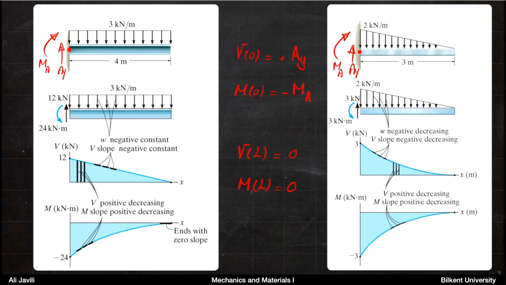And it should also end at 0 at the end, because you have no concentrated moment applied at the end of the beam. So basically you start from minus 24, you draw a quadratic function which ends at 0 at the length 4 meter, and that would be your moment diagram.